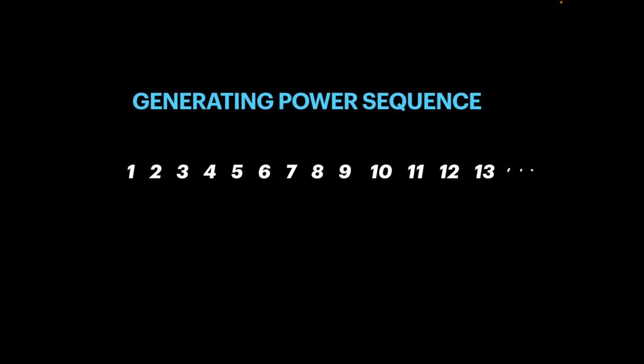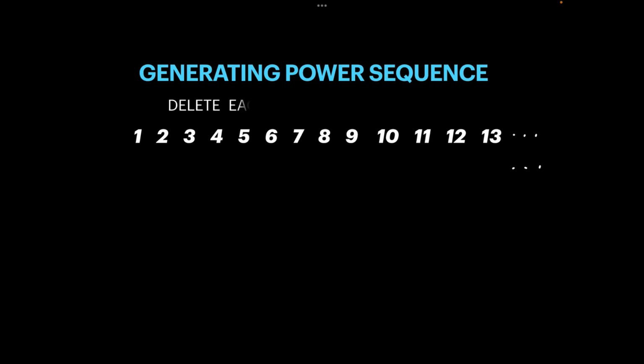and now we should delete every third term. Yes, each third term, we should delete each third term. Then we will get 1, 2, then delete 3, 4, 5, then delete 6, 7, 8, then delete 9, 10, 11, then delete 12, and so on, 13, and so on. So we will get this sequence 1, 2, 4, 5, 7, 8, 10, 11, 13.